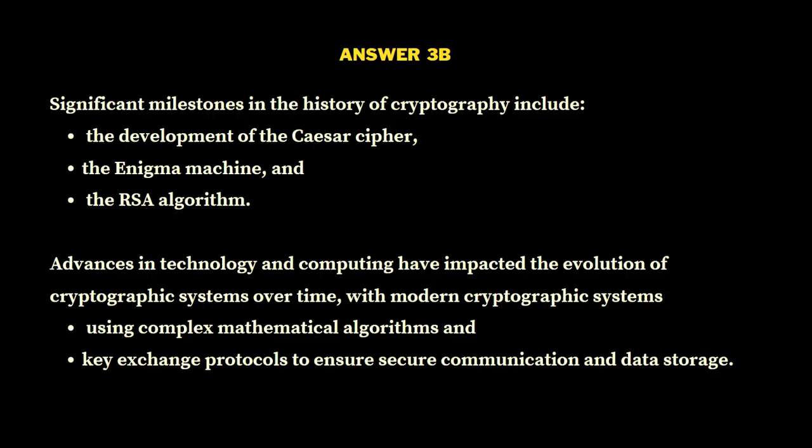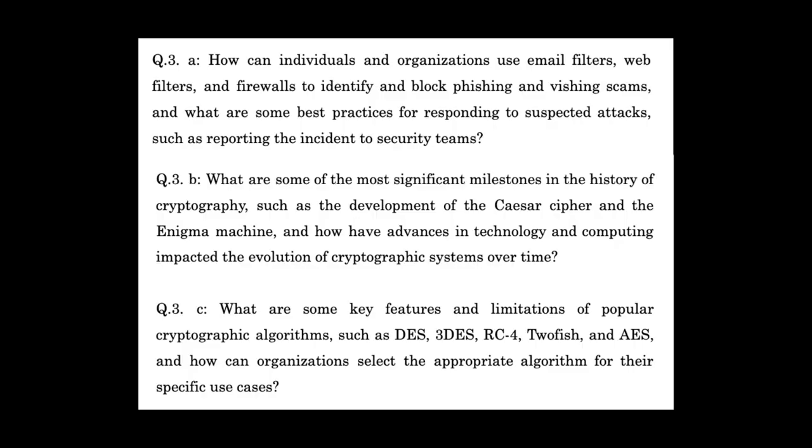Answer 3B. Significant milestones in the history of cryptography include the development of the Caesar cipher, the Enigma machine, and the RSA algorithm. Advances in technology and computing have impacted the evolution of cryptographic systems over time, with modern cryptographic systems using complex mathematical algorithms and key exchange protocols to ensure secure communication and data storage.